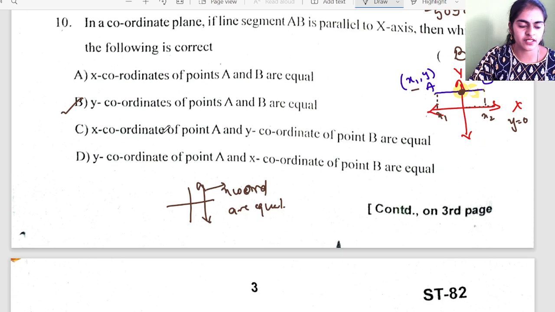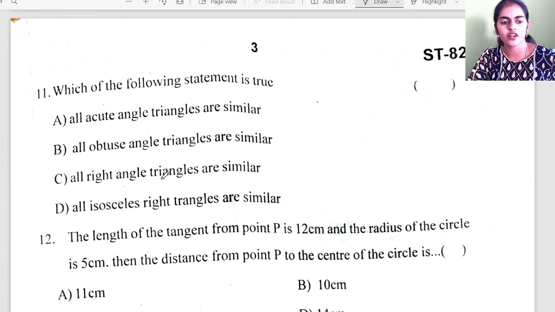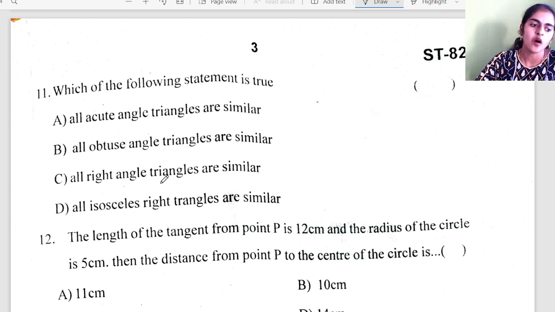Come on, let's proceed to the next one. Which of the following statement is true? All acute angles are similar? No, not all acute angles are similar. So you can have different acute angles, so they are not similar. All obtuse angles are similar? No, obtuse also you can have different angles. So they are not similar. All right angles are similar? No, right angles also you can have different angle.